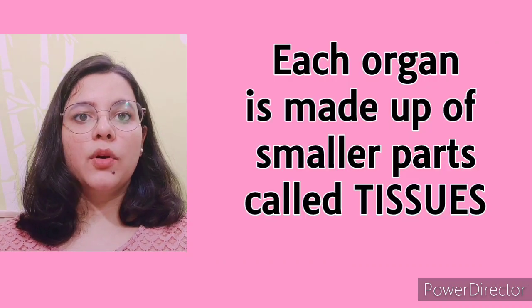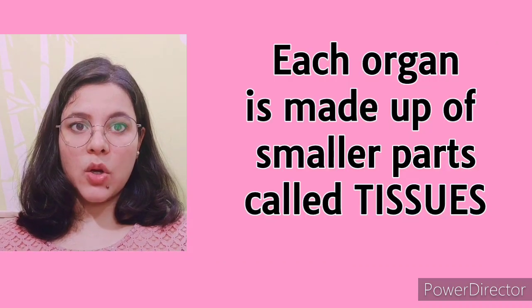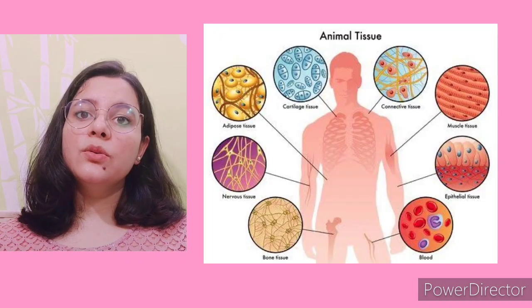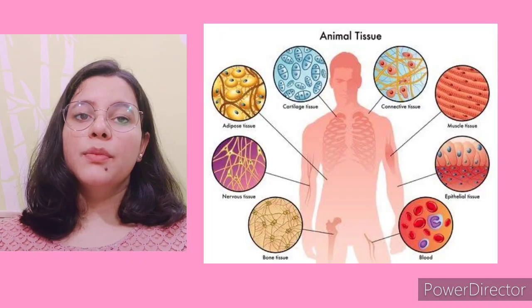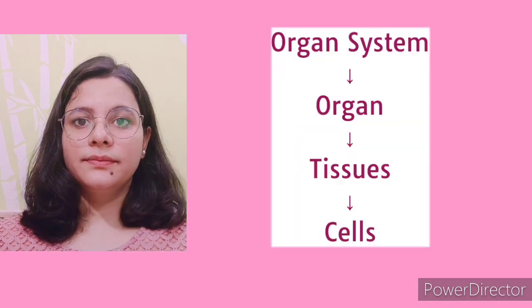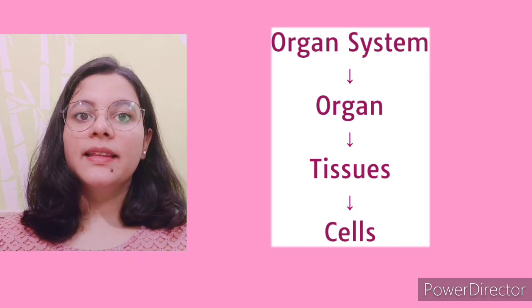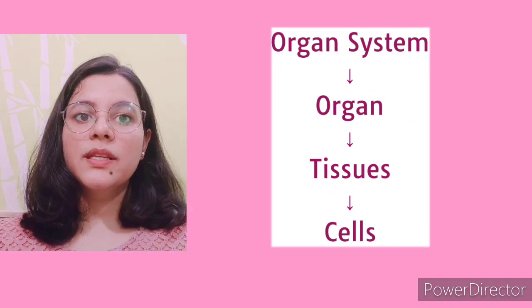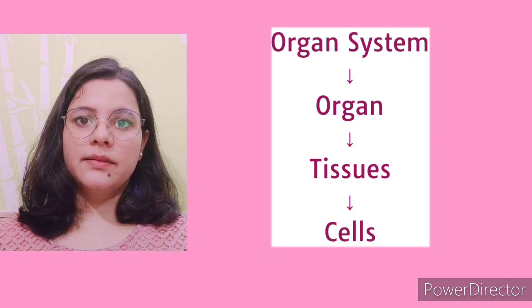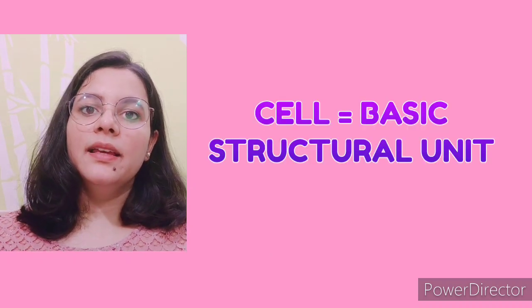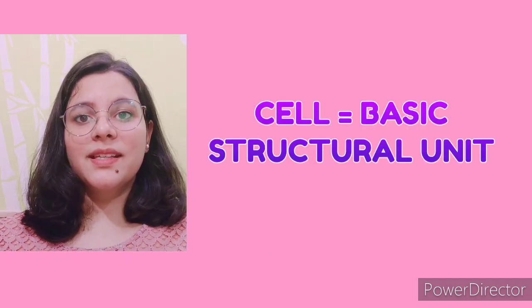Each organ is made up of smaller parts which are called tissues. A tissue is a group of similar cells performing a specific function. Now you must have realized that an organ is made up of tissues which in turn are made up of cells. That is why the cell in a living organism is the basic structural unit.